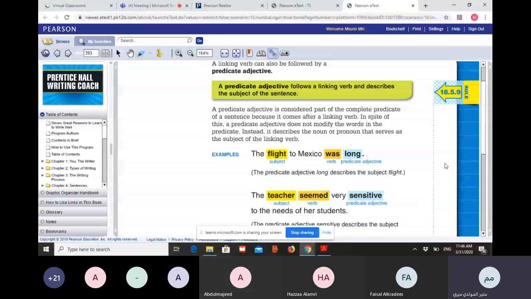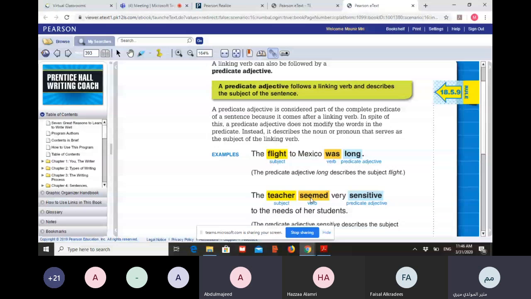Okay, so here we have two examples. The flight to Mexico was long. Here we have the linking verb was, and after it we have a predicate adjective. This predicate adjective describes the flight. The next one: the teacher seemed very sensitive. Also here we have the verb seemed, which can be replaced by the verb to be.